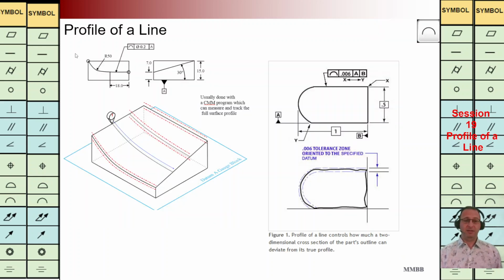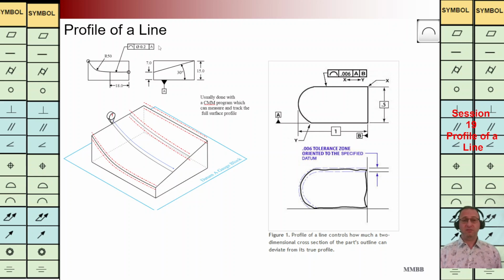Let's see this example. We have line profile, TZ is 0.2, back to plane A. As we can see here, we are going to have two lines with this distance 0.2, and for each cross section, the profile should be in that boundary, in that TZ 0.2. We are going to use a coordinate measuring machine to control the profile of a line for each cross section separately.